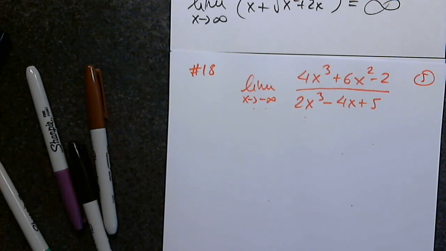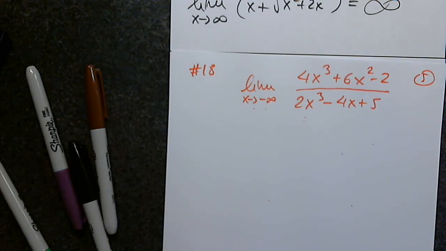The limit of this function as x approaches negative infinity is... the limit as x approaches infinity of this function is... I forgot about the absolute value. The absolute value, negative x. That would be switched. Good, very good question. So let's take a look at number 18.